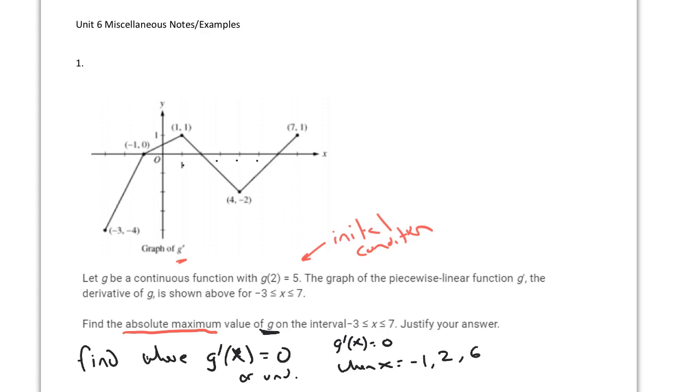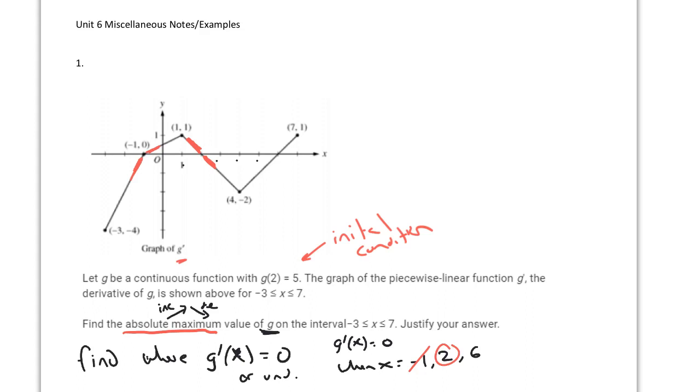Now, I am looking for an absolute maximum, which means the derivative would have to be going from positive to negative. g is going to go from increasing to decreasing. So my derivative has to go from positive to negative. Well, where's that happening on this graph? This is g prime, so at -1, it's going from negative to positive. So this would be a possible minimum, so we can actually ignore that. Here at 2, it is going from positive to negative. So that's a good one.